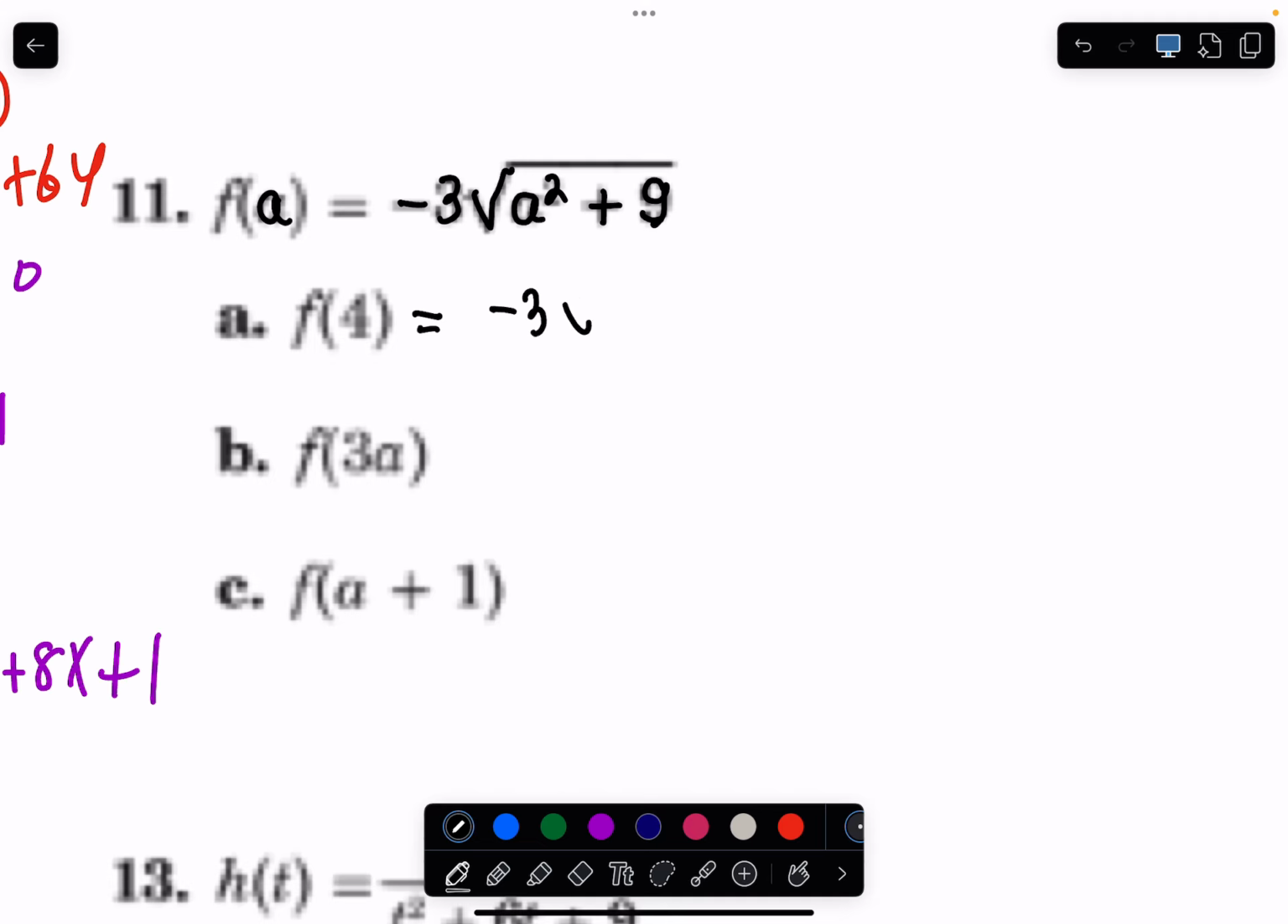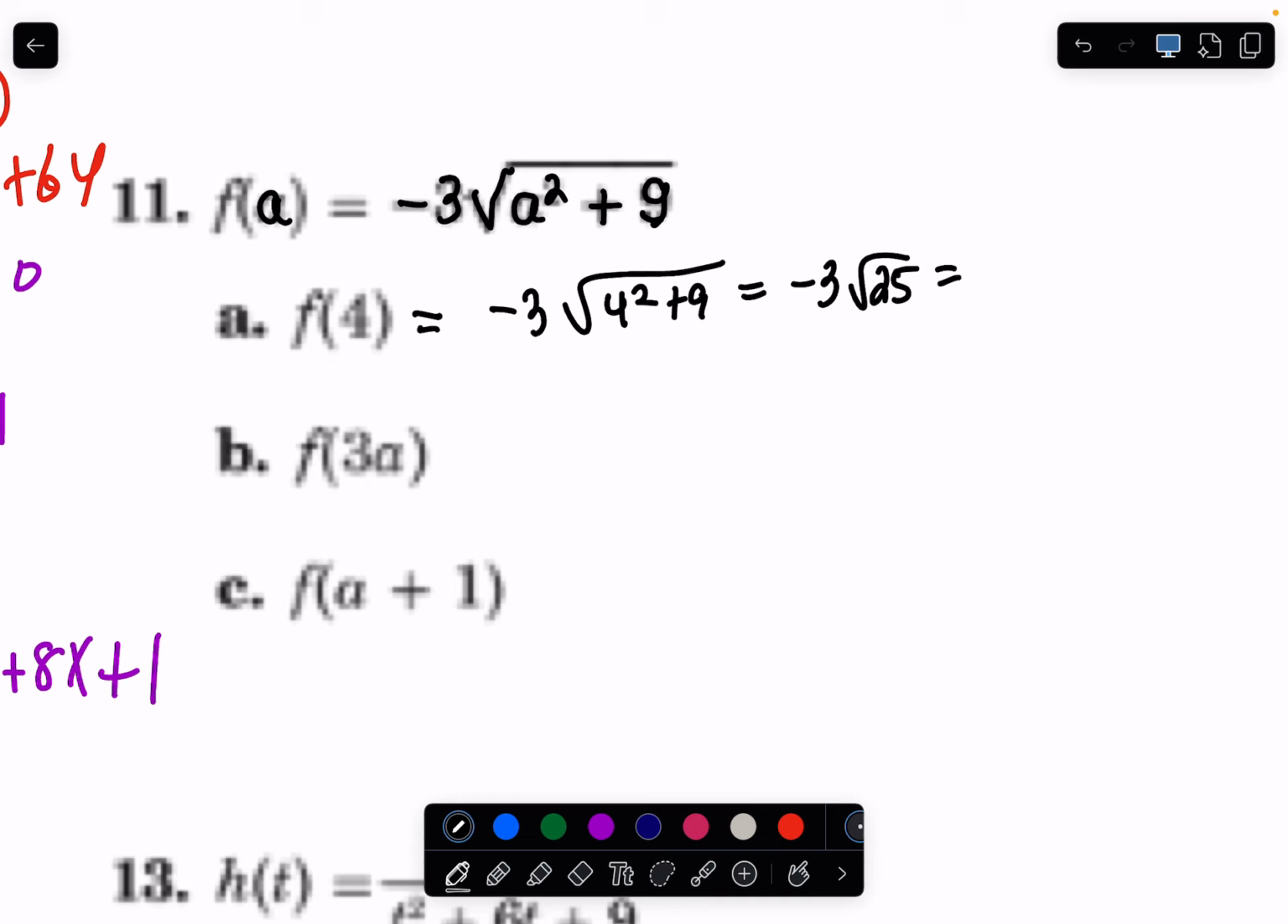So it's negative 3. 4 squared is 16, 16 plus 9. Make it 25. Then do the square root, because otherwise it'll mess you up. So that's negative 3 times 5, or negative 15. I stick in 4, I get out negative 15.